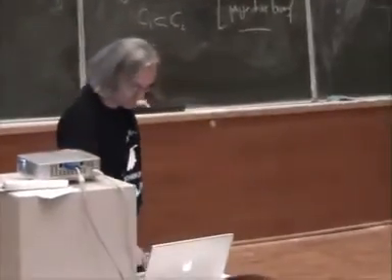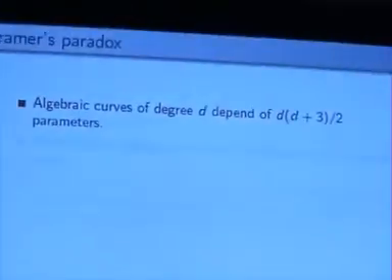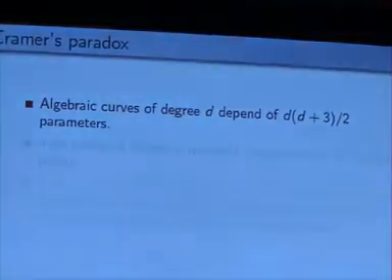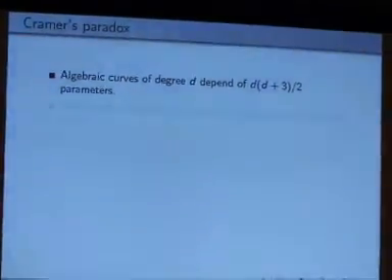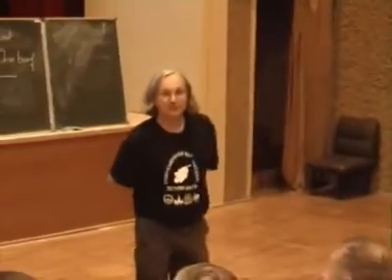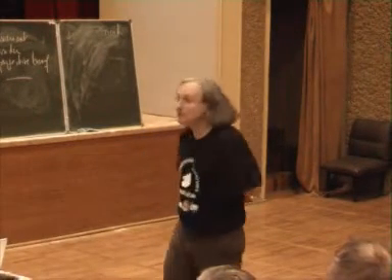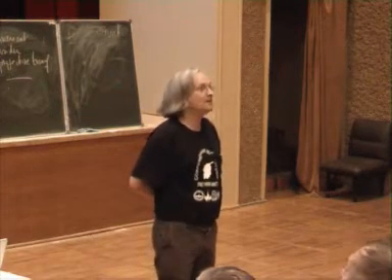Okay, so we hit against a famous paradox in algebraic geometry called the Cramer paradox. I should explain that quickly. If you count how many parameters there are in algebraic curves of degree d, you count coefficients, you see that the number of parameters is d times d plus 3, divided by 2. For example, if d is equal to 2, conics, you find 5. Conics depend on 5 parameters. When d is equal to 3, you get 9. Cubics depend on 9 parameters.